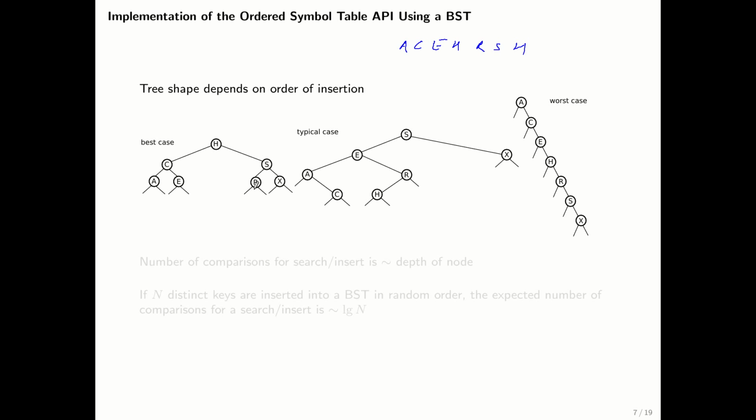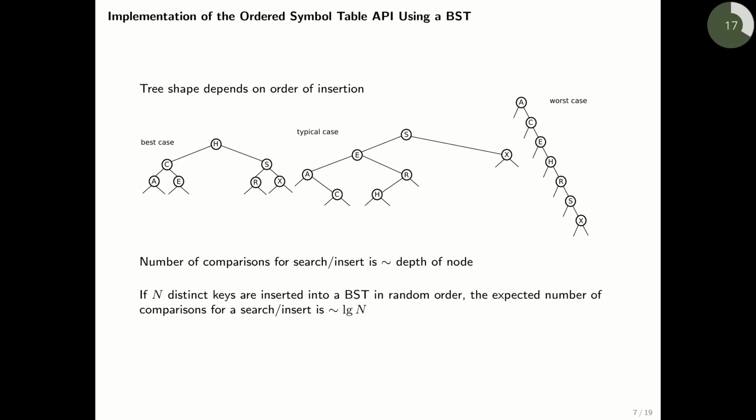And in the best case scenario, it is logarithmic, because you perform a binary search on a binary search tree whose height is approximately log of n. So the number of comparisons for search or insert in a general binary search tree is approximately the depth of the node. All right, and if n distinct keys are inserted into a binary search tree in random order, then the average number of comparisons for search or insert is approximately log of n.